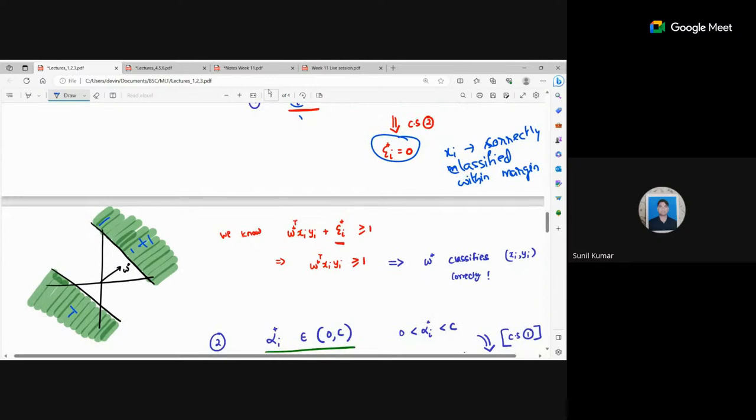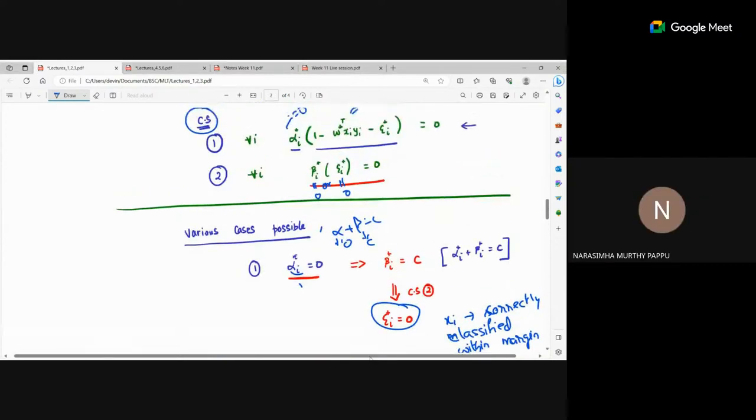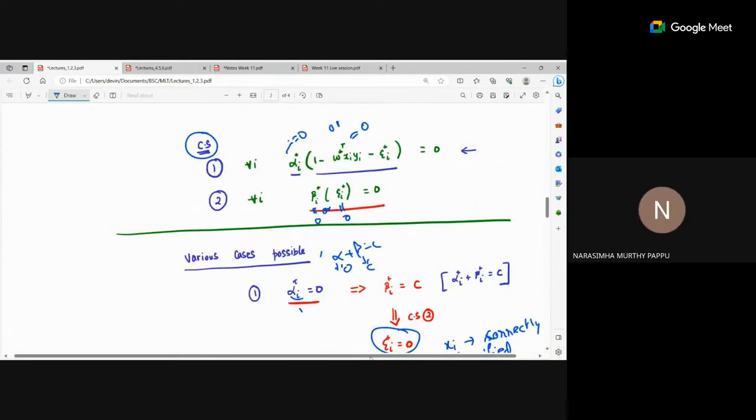Can we just go up once? Just one slide up. So here in equation one for complementary slackness, if alpha i is zero, then the rest of it need not be zero, right? Yes, it need not be zero. That's why I mentioned either this has to be zero or this has to be zero. It's possible that it can be zero, but it need not be.